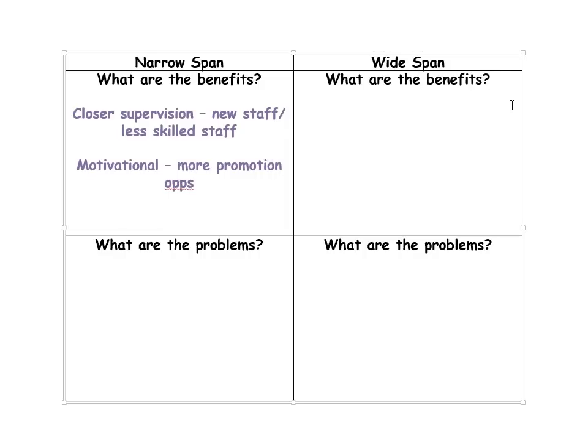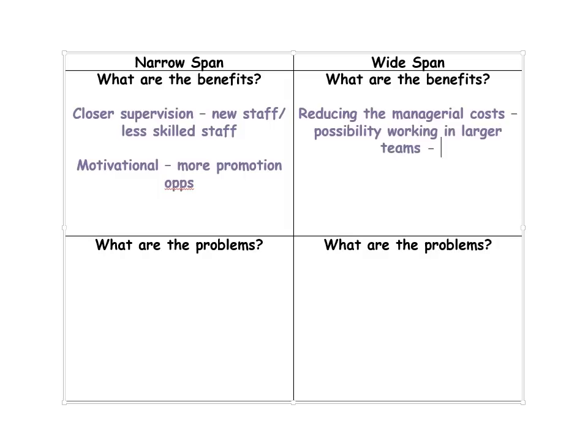Whereas with a wide span of control, it's good for the business because you're reducing the managerial costs, because you probably have fewer managers if they're all managing more people each. And possibly working in larger teams, and that can be good for sharing ideas as well.